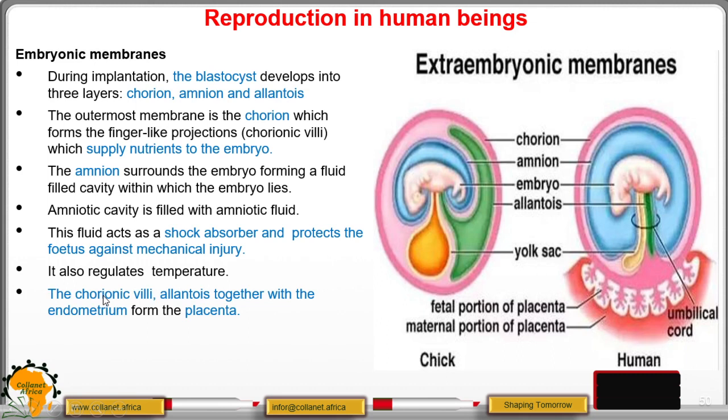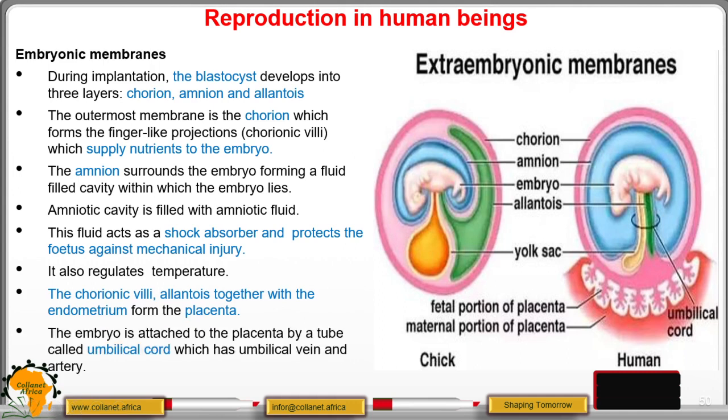The chorionic villi and the allantois, together with the endometrium, and remember the endometrium is one of the layers of the uterus, all these three form the placenta. The embryo is attached to the placenta by a tube called the umbilical cord, and it has the umbilical vein and artery. So this is the umbilical cord.